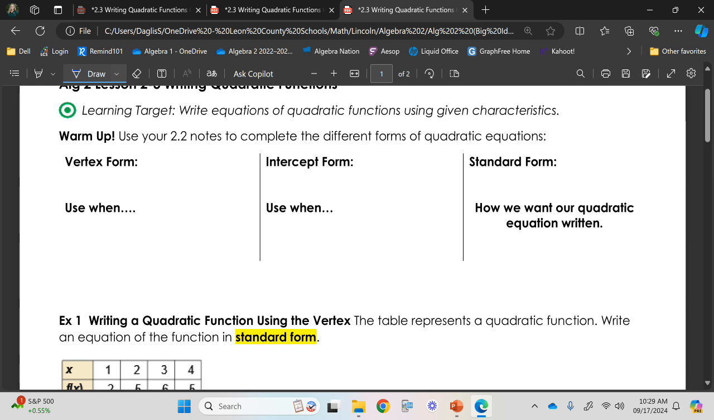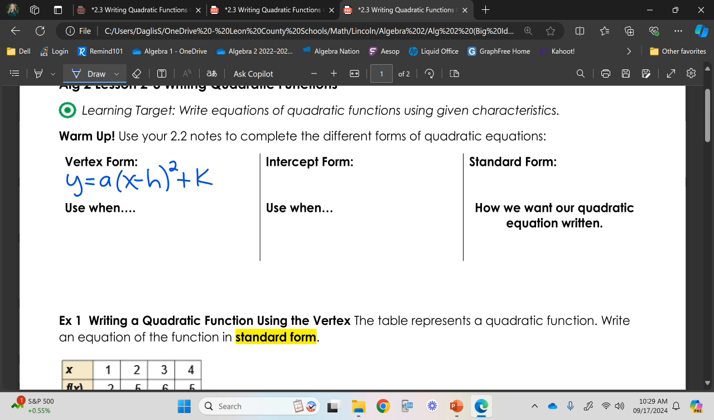Can someone tell me what your vertex form is? Y equals what? No, vertex form of a quadratic, friends. What you got? Beautiful. Thank you, Rod. All right, it is a times x minus h squared plus k, where h and k are your vertex.